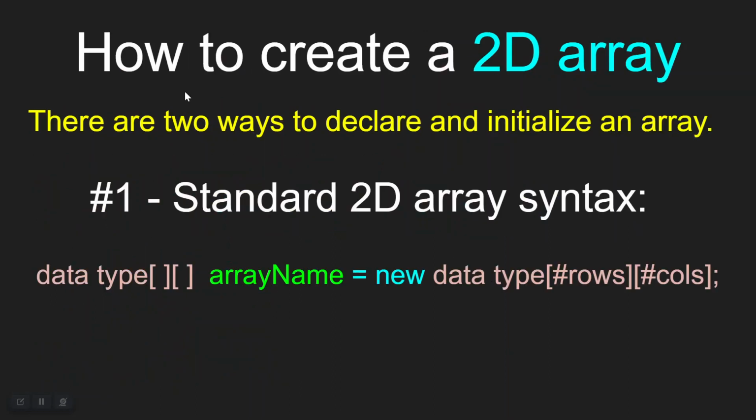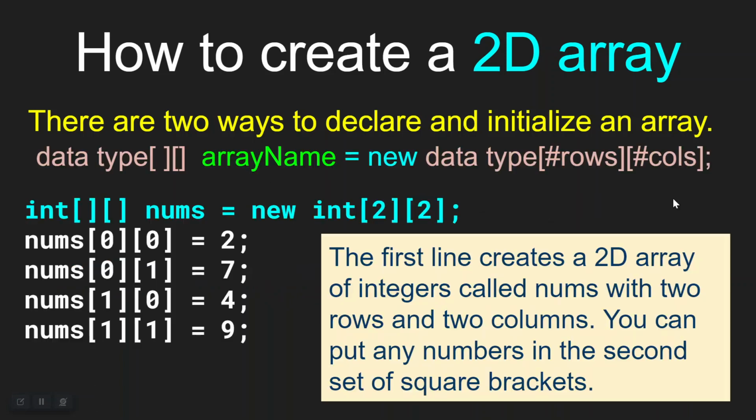Now, just like one-dimensional arrays, there are 2 ways to declare and initialize a two-dimensional array. You can do what I call the standard 2D array syntax, which is the data type, 2 sets of square brackets, the array name, and then equals new, and then the data type again, and then this time inside your square brackets you need the number of rows and the number of columns.